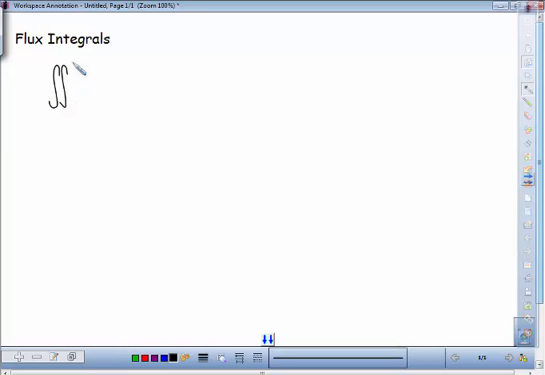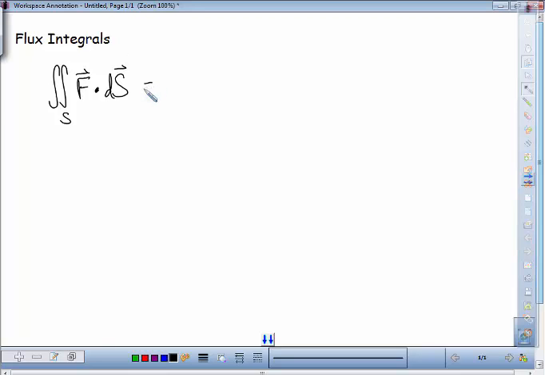But instead of a regular scalar function going in there, which is what a surface integral is, we're going to look at this as if it were a vector field. And then we have the surface component for the vector field, which is a normal vector.